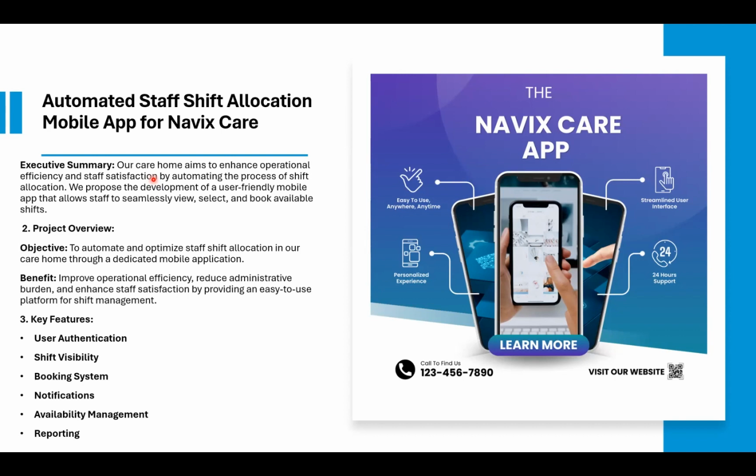Now, the objective is that we'll be able to automate and optimize staff shift allocation and selection, and monitor these things as well. Sorry, this is a benefit, and all of these are the key features it should have: user authentication, shift visibility, booking system, notifications, availability management, reporting, and data analysis to be able to study the efficiency or the performance of this mobile app. So this is the problem. This is the case statement. So this is what we're starting with.